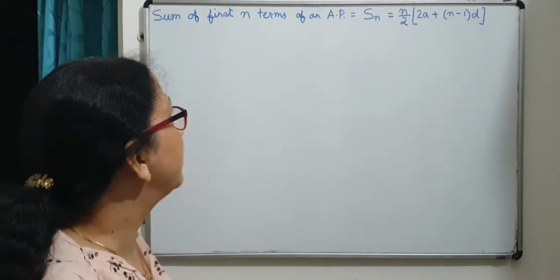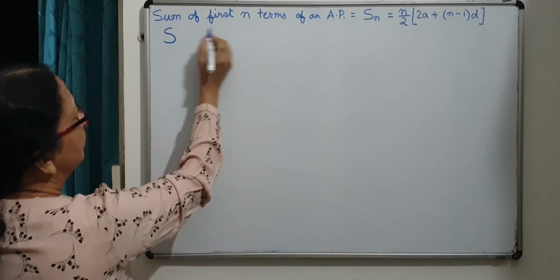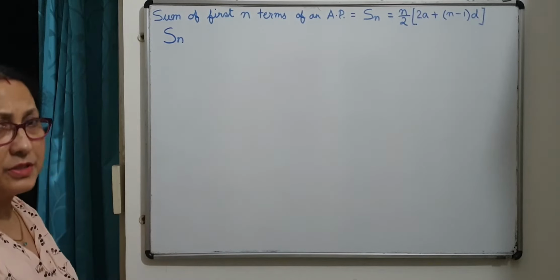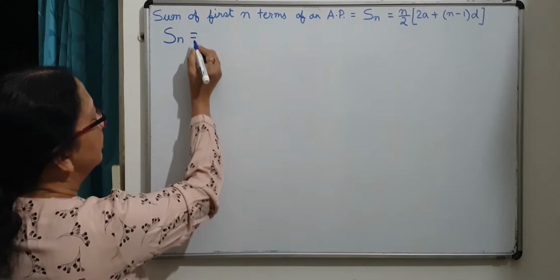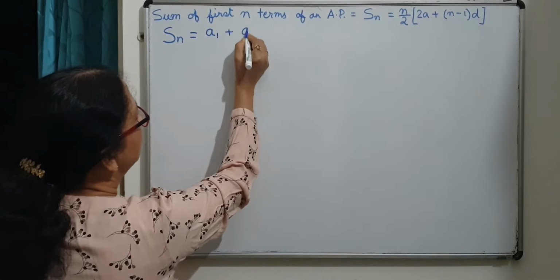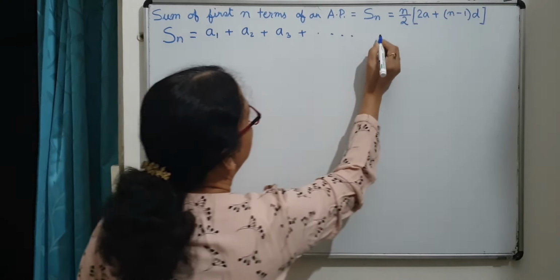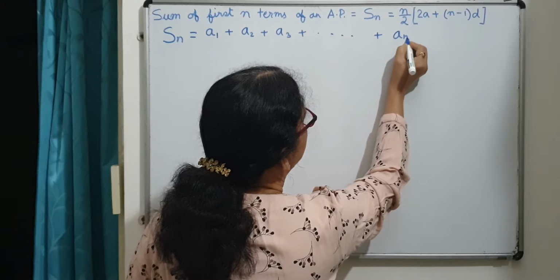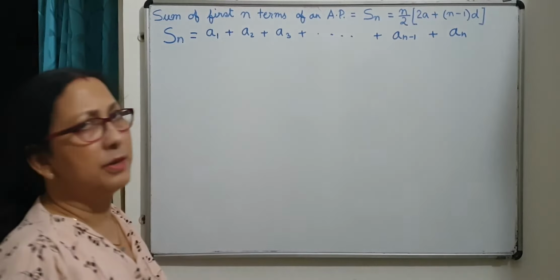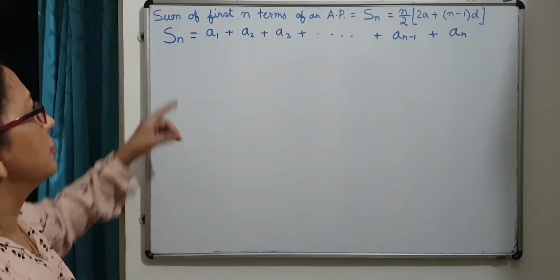Very simple way. So let me first write down what we mean by the sum of the first n terms. The sum with suffix n means I am adding the first n terms, starting from the first term a1 plus a2 plus a3 in this way, plus an minus 1 plus an, that is up to an, first n terms. So this sum is denoted by Sn.